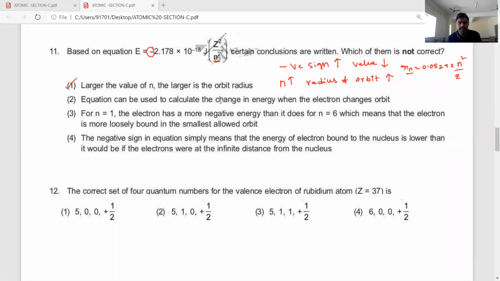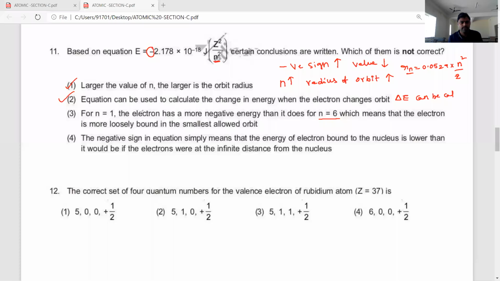The second statement: the equation can be used to calculate the change in the energy when the electron changes orbit. Based on the above equation we can calculate the delta E value. That's why the second statement is also correct. The third statement: for n is equal to 1 the electron has more negative energy than it does for n is equal to 6, which means that the electron is more loosely bound in the smallest allowed orbit.